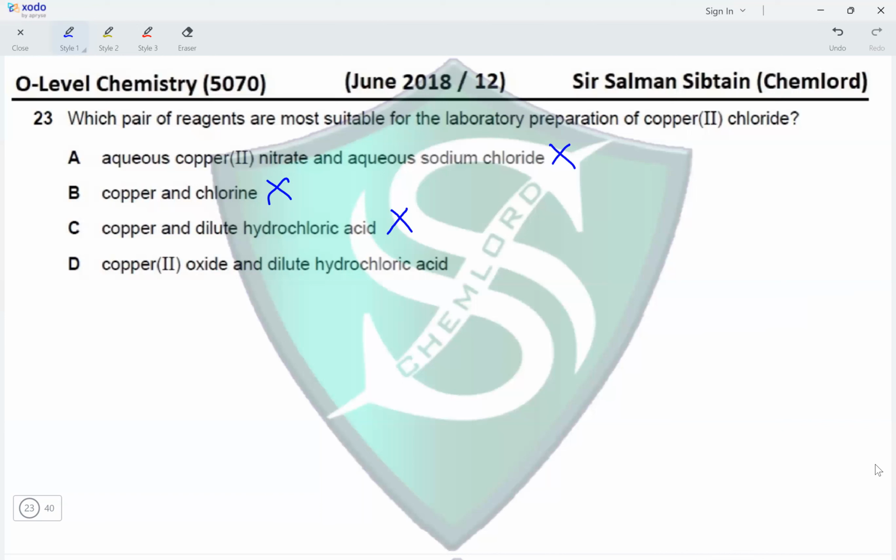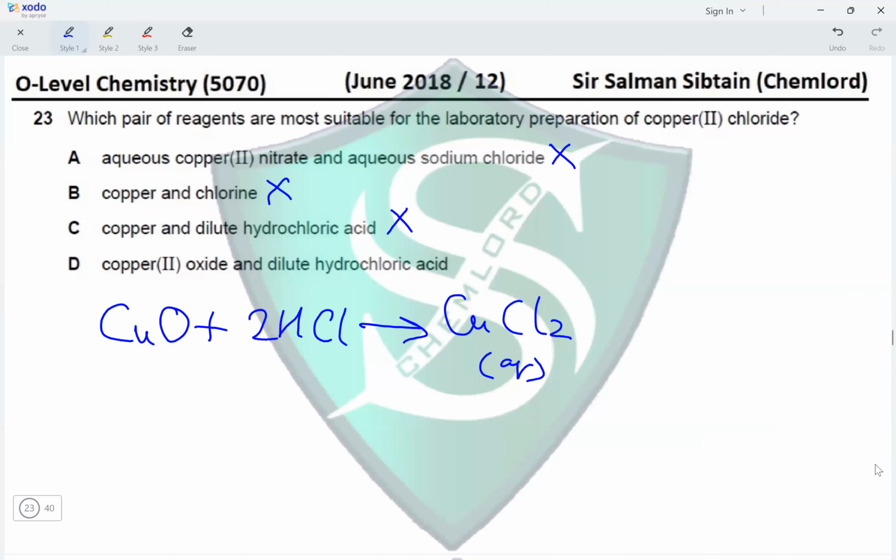And last, we have copper 2 oxide, which is an insoluble salt, reacting with dilute hydrochloric acid, which is an acid. The reaction would be CuO plus 2 moles of HCl, producing CuCl2 aqueous, because a soluble chloride of copper is produced, and we would have production of water. So this is the correct method for preparing copper 2 chloride, making option D the correct option for this question.